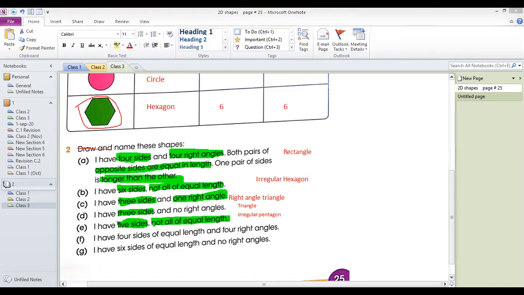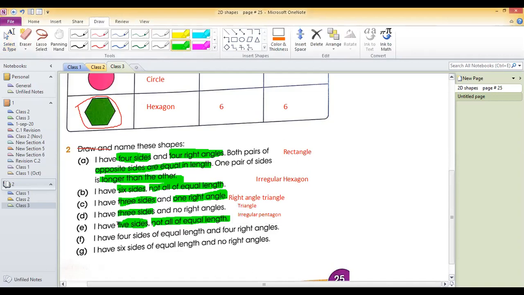F is: I have four sides of equal length and four right angles. So guys, do you know which 2D shapes have four sides? There are two 2D shapes which have four sides. Rectangle and square. Very good. First is square and second is rectangle. Now you have to identify whether this is a square or a rectangle.